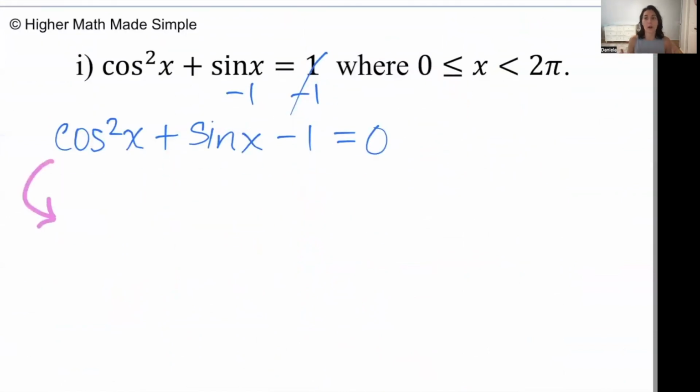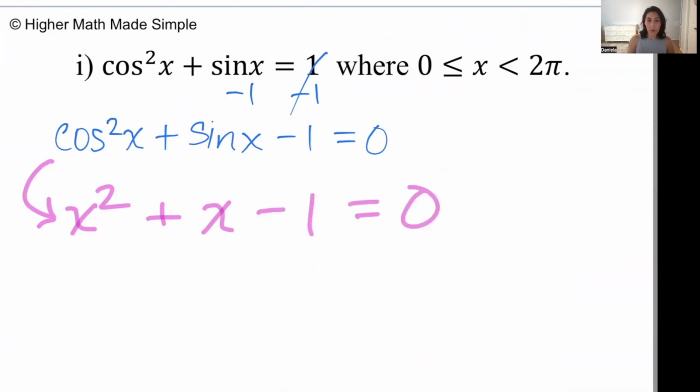If, let's say, you took out the cosine squared, which is equivalent to x squared in the polynomial, unfortunately I can't just take the sine away and write plus x, and then minus 1 equals 0. This would be the wrong polynomial, because we are making a substitution where we see a cosine, we're putting an x. I can't substitute the x for sine because x is cosine.